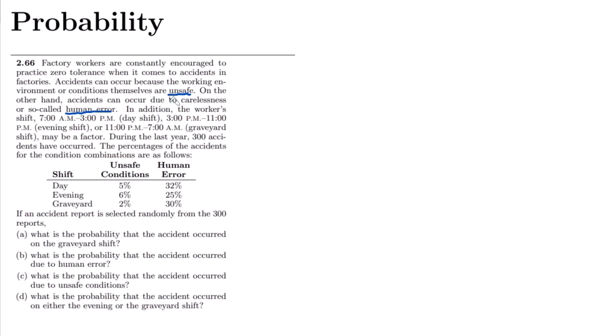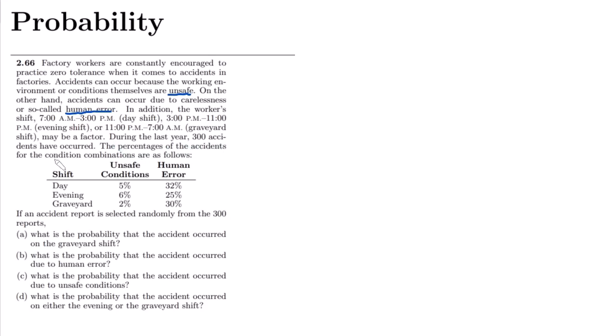One is the unsafe conditions, while the other is human error. These are the two main factors found from the data available in the industry or in the factories. In addition, the workers' shift, 7 a.m. to 3 p.m. day shift, 3 p.m. to 11 p.m. evening shift, or 11 p.m. to 7 a.m. graveyard shift, may be a factor. There are also time shifts, which have been divided into 3 shifts.